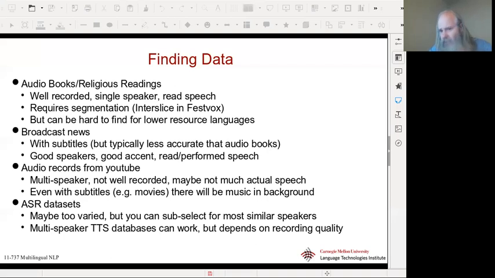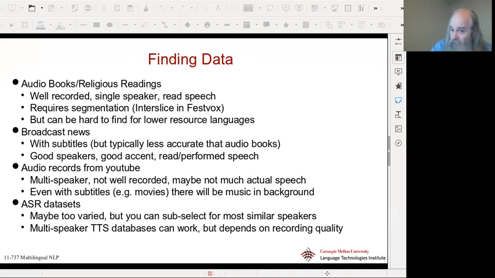Broadcast news is the next one, news broadcasts. Sometimes there's subtitles. These are good things. Usually subtitles are not quite as accurate as what the actual text is in an audiobook. Each broadcast news show is usually not big enough on its own, so you actually need multiple shows, so you have to make sure that you can get that.